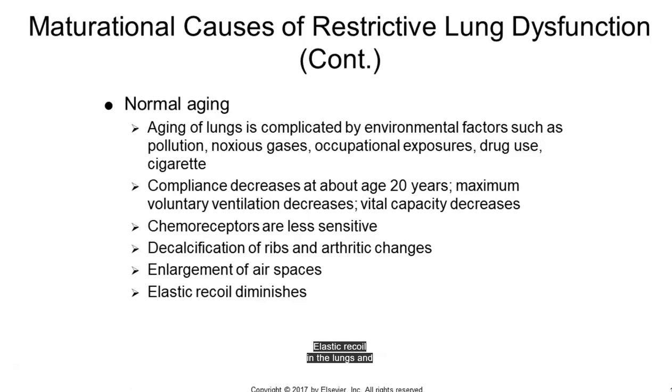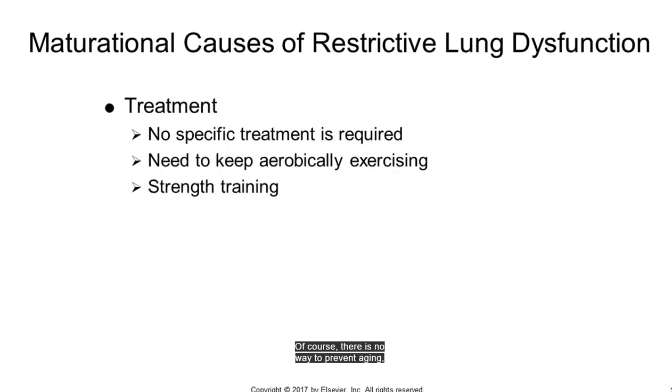Elastic recoil in the lungs and alveolar surface area also decrease, reducing vital capacity by 25% in the same time frame. Of course, there is no way to prevent aging, but patients should be encouraged to aerobically exercise and strength train to preserve as much oxygen carrying capacity as possible, because the cardiovascular system also declines with age. Also, sleep apnea may increase in this population at a rate of 30 to 40%, so a sleep study may be an important diagnostic tool.